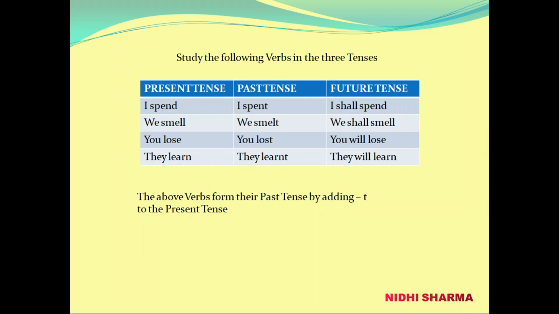Study the following verbs in the three tenses. I spent, I shall spend. We smell, we smelt, and we shall smell. You lose, you lost, and you will lose. They learn, they learnt, and they will learn. So you see that all these verbs form their past tense by adding t to the present tense. So all the verbs in the past tense are the second form of the verb.